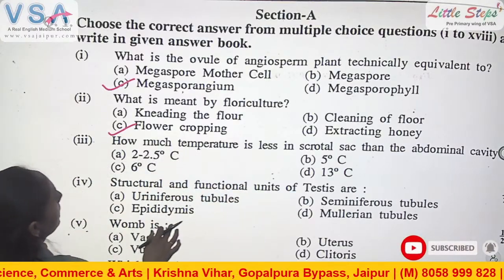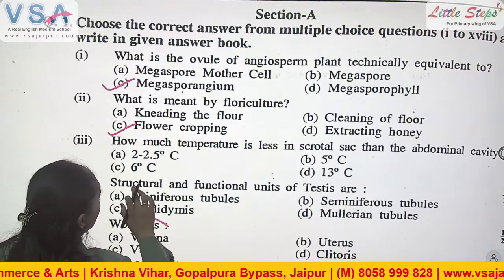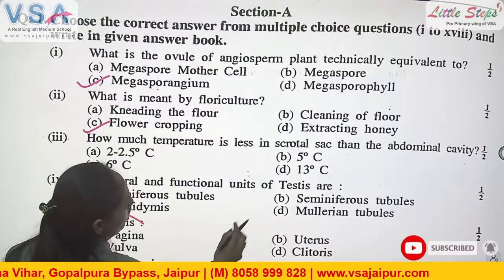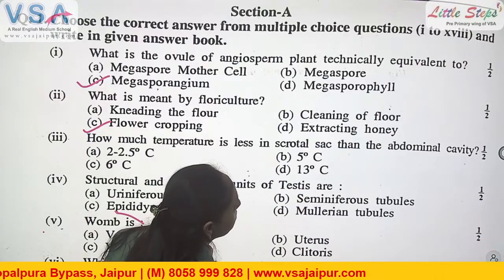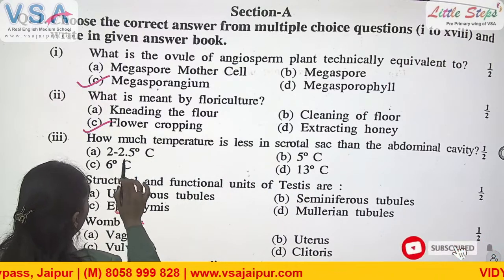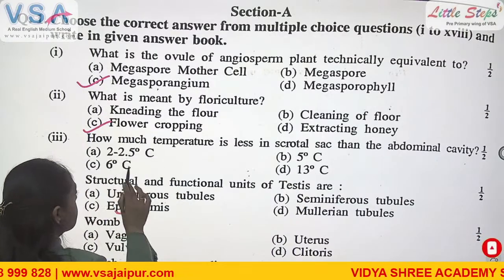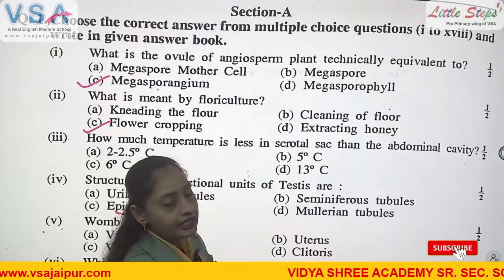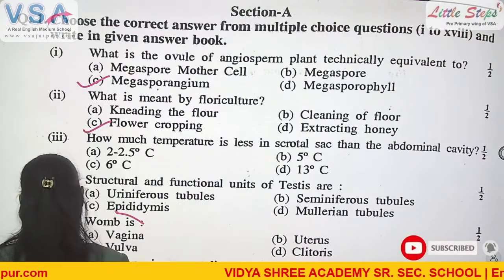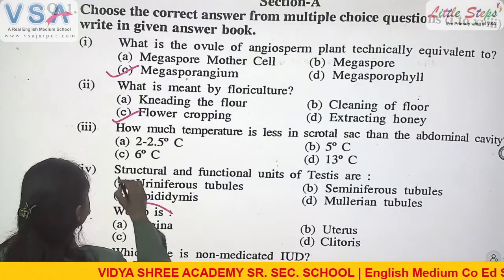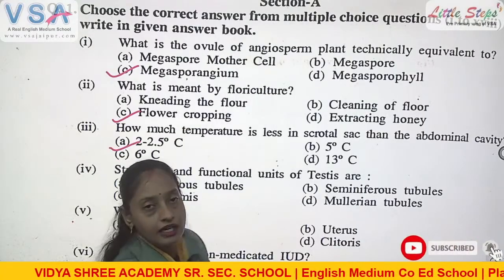Now the next is, how much temperature is less in scrotal sac than the abdominal cavity? Option A 2 to 2.5 degree Celsius, 5 degree Celsius, 6 degree Celsius or 13 degree Celsius. So what is the right answer? The right answer is option A.